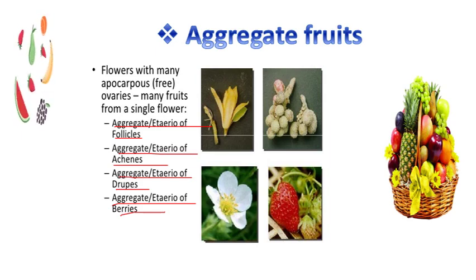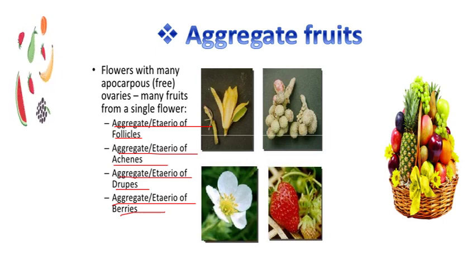So basically it consists of a bunch of two follicles, as in the case of Calotropis procera. It is the example of aggregate etaerio of follicles. And the next one is aggregate or etaerio of achenes. So it is the group of achenes, so it is called etaerio of achenes. So it consists of many small simple achene fruits.